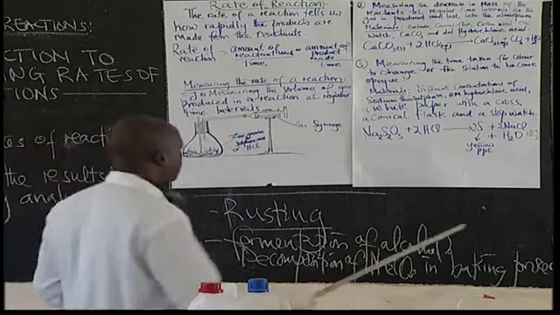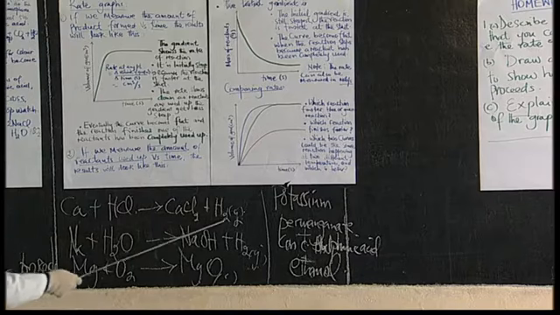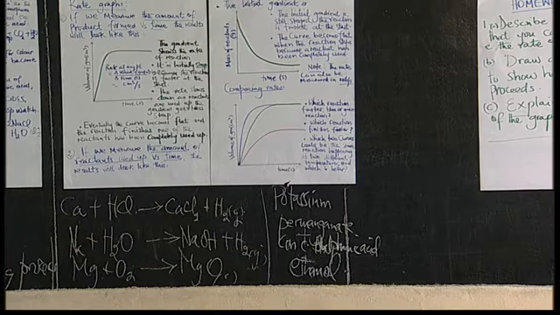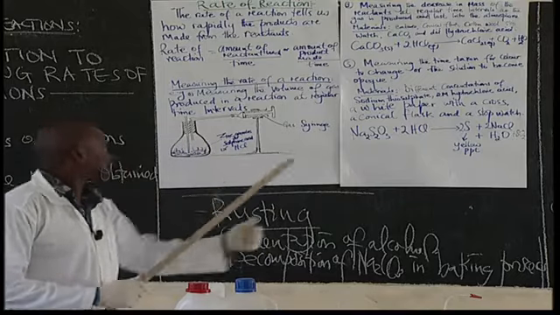Now we have reactions that are taking place: calcium and HCl producing hydrogen gas. If it is producing hydrogen gas, we can measure the volume of the gas. That is the volume of the product. Remember we said the amount of product over a given time. So we have the volume of the gas produced at certain time intervals.